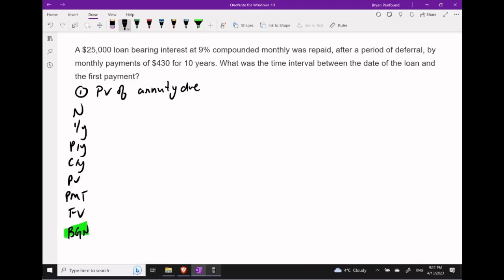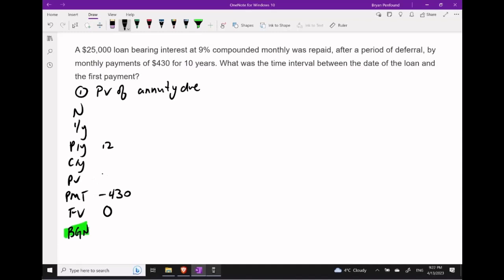To start, let's note that we're looking for the time interval between when we took out the loan and the first payment. So let's take the first payment at the beginning of our payment period, so we're working with an annuity due. If that's the case, we know that we have monthly payments of $430 being given to the bank to pay off our loan. We know our future value should be 0.